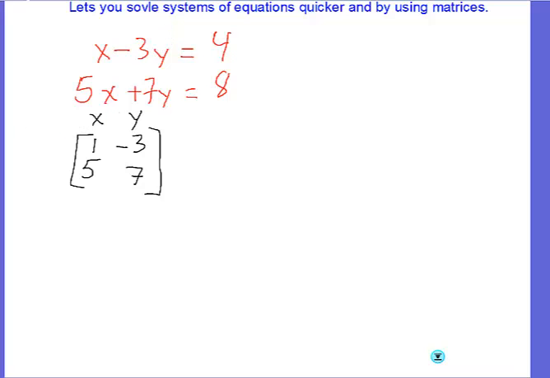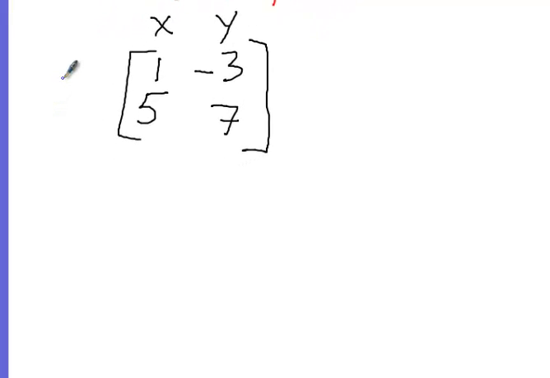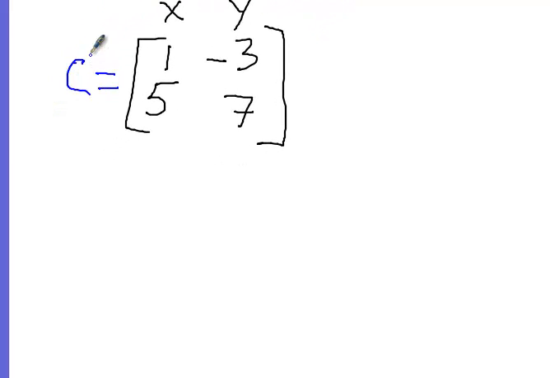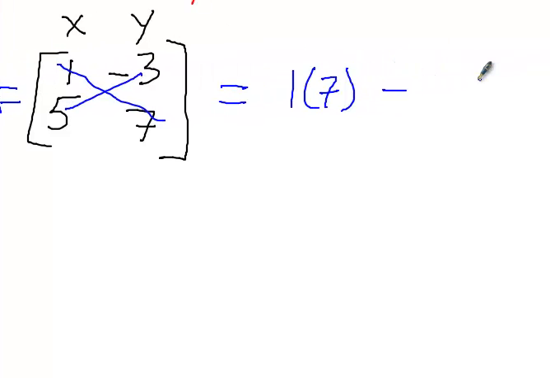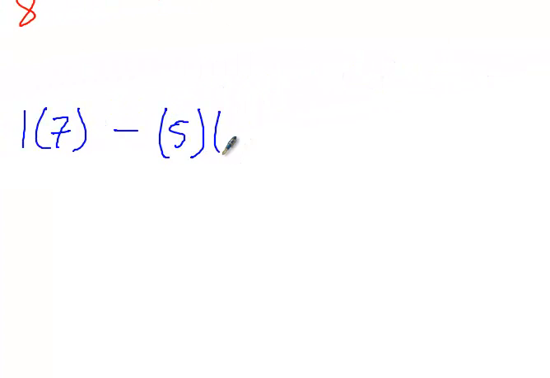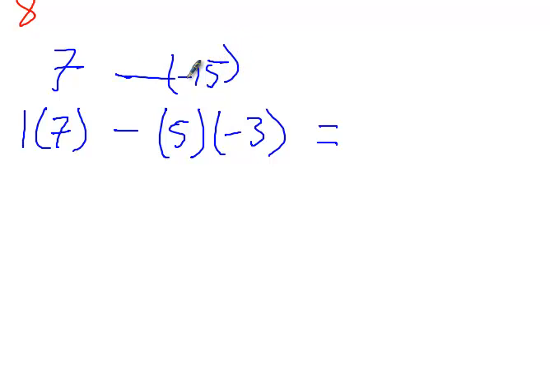The first thing you want to find is the determinant of this. I'm going to call this C for our coefficients. When we find the determinant, it's going to be 1 times 7 minus 5 times negative 3, which is going to give us 7 minus negative 15. This becomes a plus, so 7 plus 15 is 22.